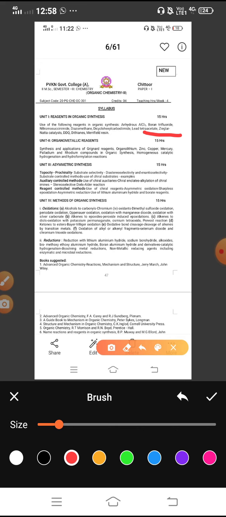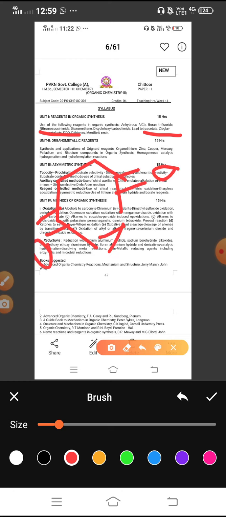Next, NBS. NBS means N-bromosuccinimide. It is called NBS. NBS is a very important reagent in examinations. We know the structure of NBS.